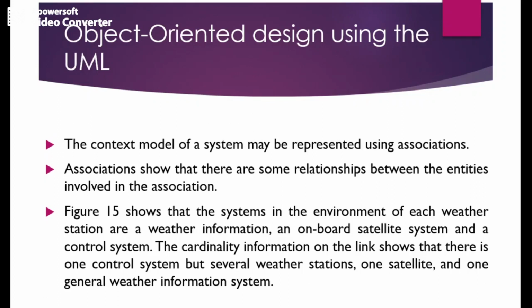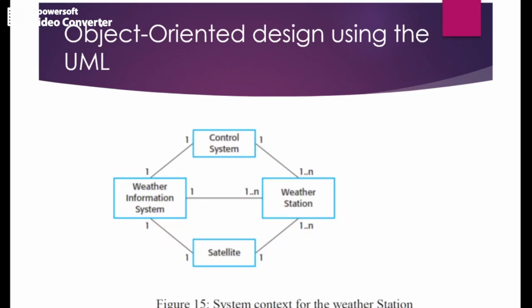Still more, the context model of a system may be represented using associations. Now what are these associations? Associations show that there are some relationships between the entities involved in the association. So association mainly defines the relationship between the entities. Now what is an entity? It's an object. So we will see one example here.